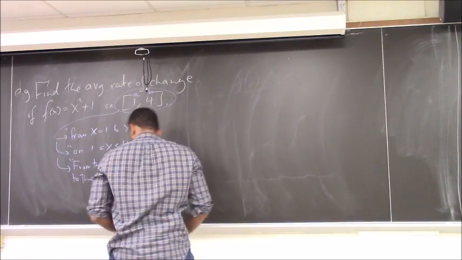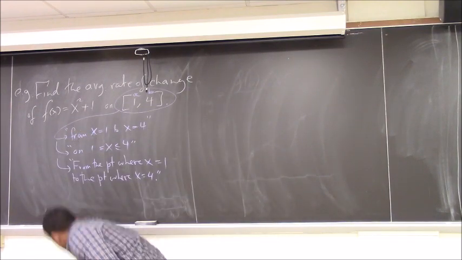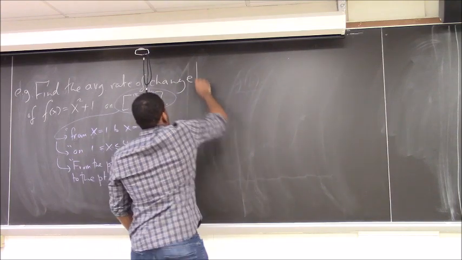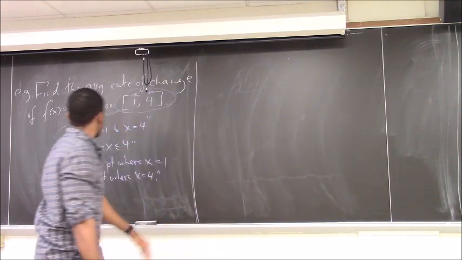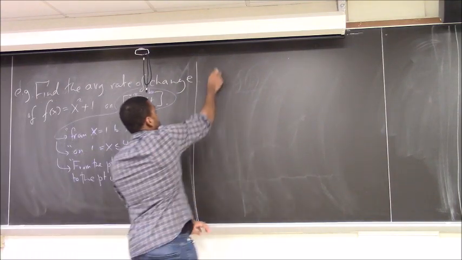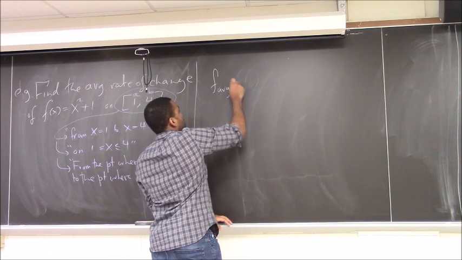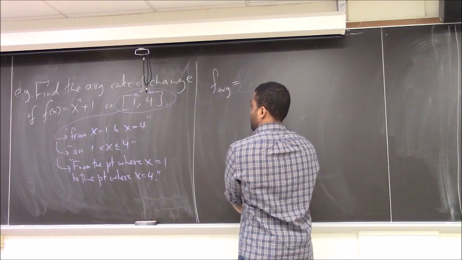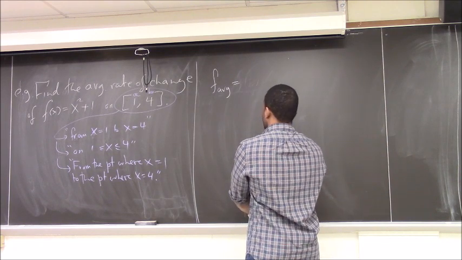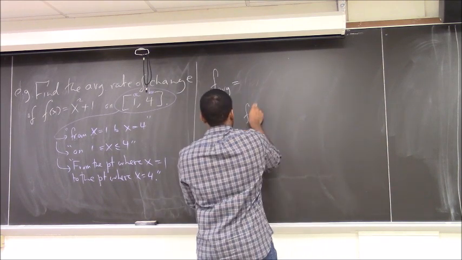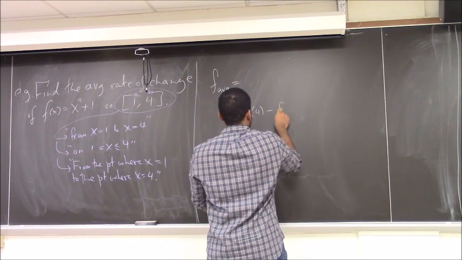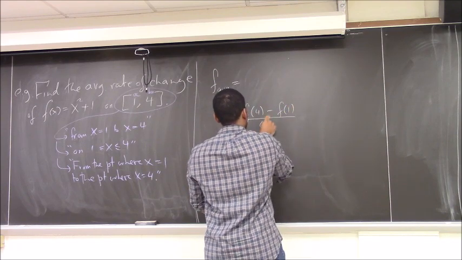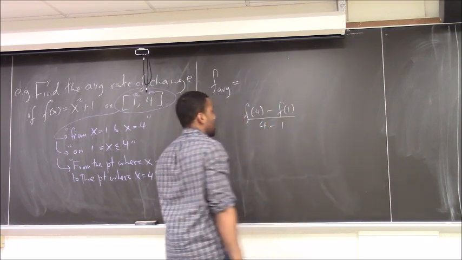So now, you can actually do this problem. So you can say the average rate of change is, what's going to be here? F of 4 minus F of 1 over 4 minus 1. Exactly. Just plug into the formula.